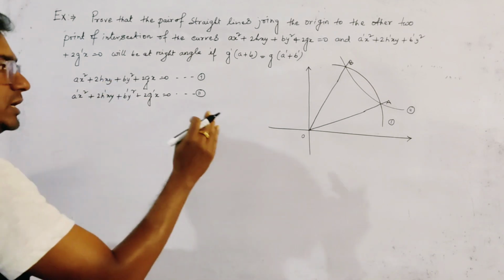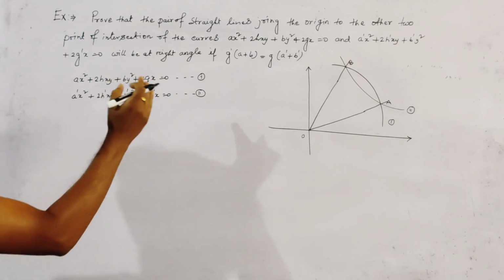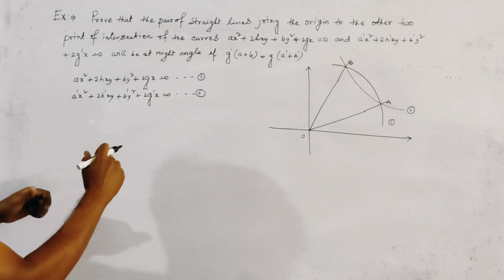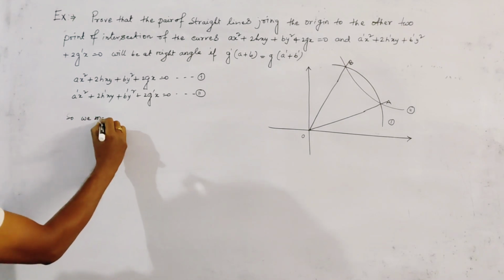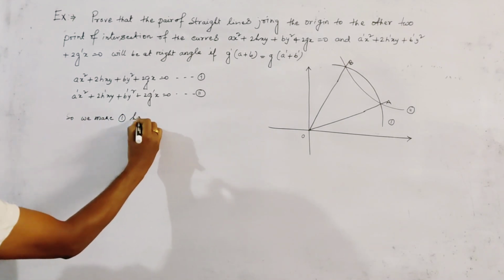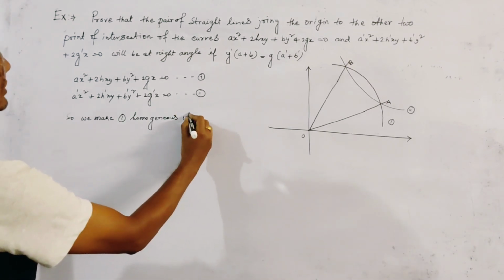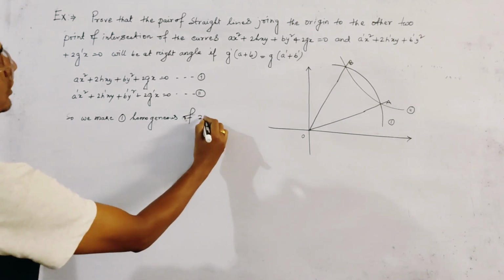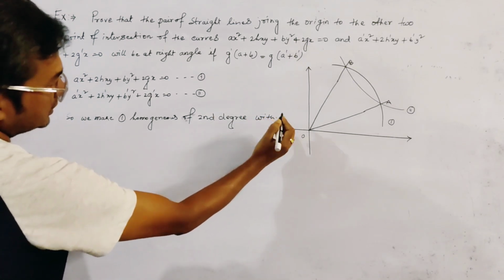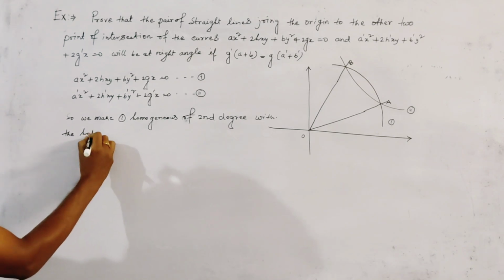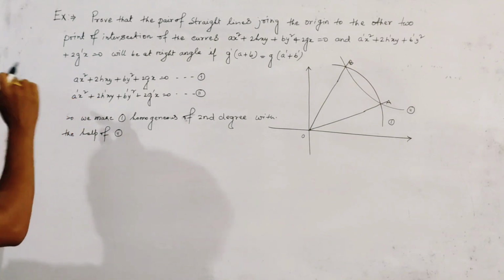To find the pair of straight lines passing through the origin and A, B, we make either equation 1 or 2 homogeneous, of second degree obviously, with the help of the other. So we make 1 homogeneous of second degree with the help of 2.